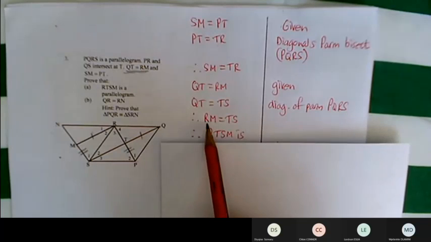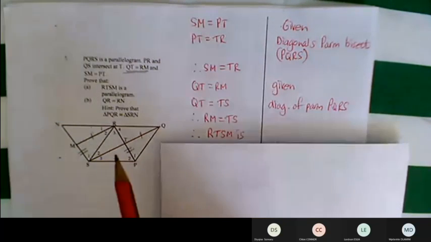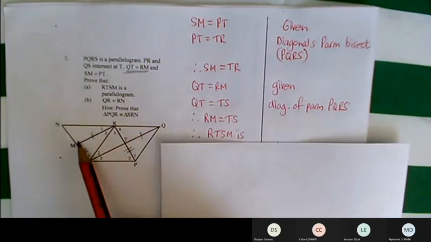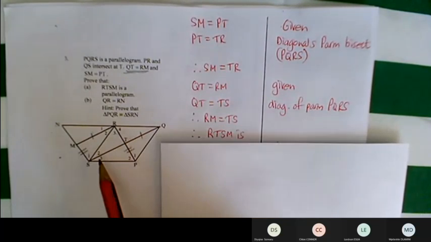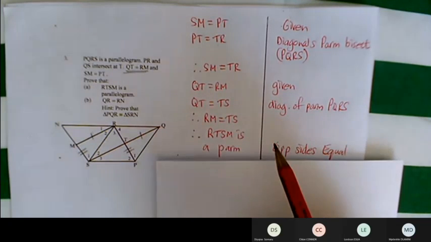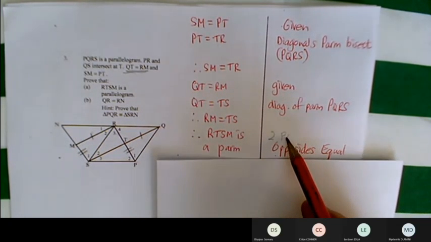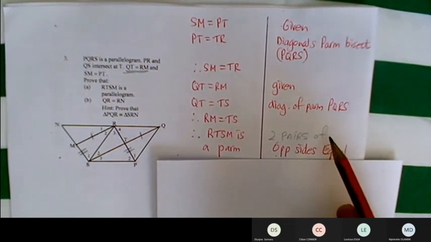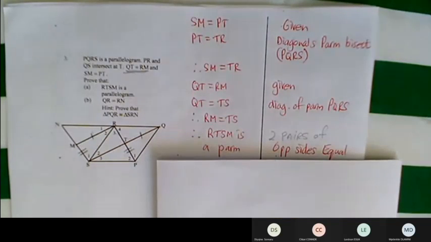Therefore, RM is equal to TS. So RM is equal to TS. So now we have that one side equal, we have the other side equal. Therefore, RTSM is a parallelogram, opposite sides equal. Okay, so normally I like to write two pairs. I don't know how come I left it out. Two pairs of opposite sides equal.